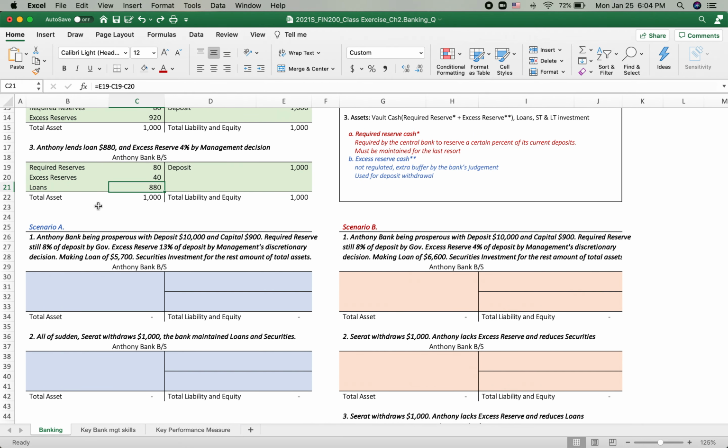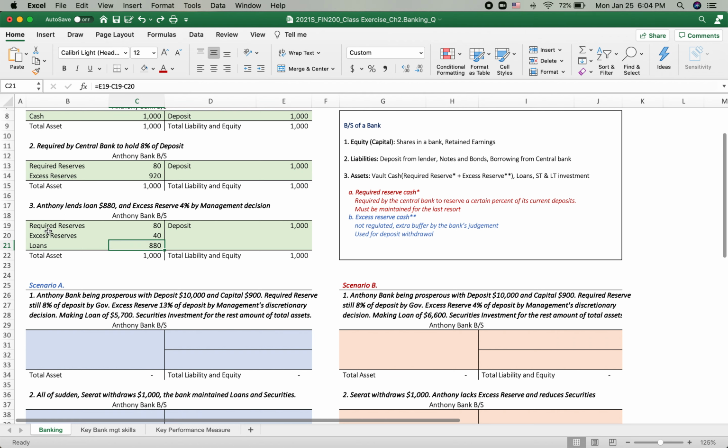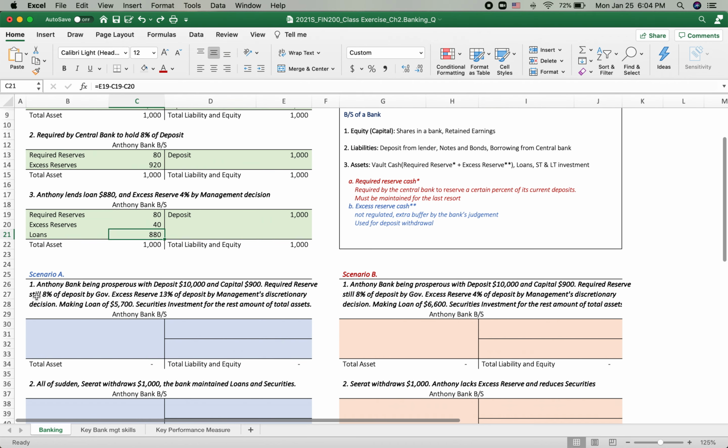Now we have two scenarios from number 3 here. First scenario, the Anthony Bank being prosperous with deposit 10,000 and capital 900. Oh, the company increased the deposit and capital, which is the equity, and then the required reserve is still 8% of deposit by government. Excess reserve is 13% of deposit by management discretionary decision, making loans the rest amount of money, and securities investments like some other companies' stock or some bond or any kind of long-term investment. We say this is the securities investment for the rest of the total asset.